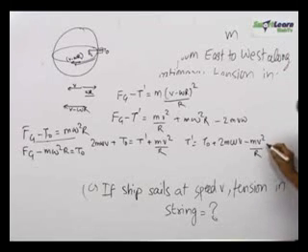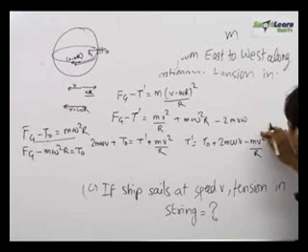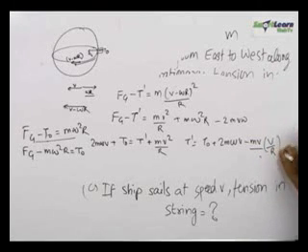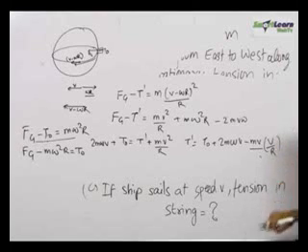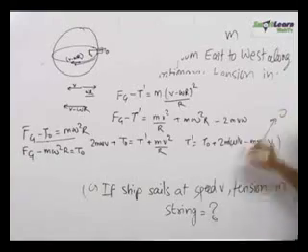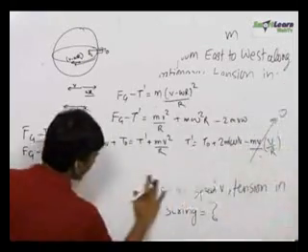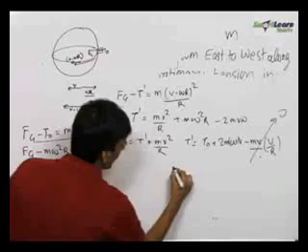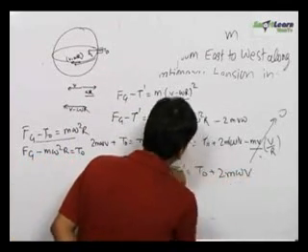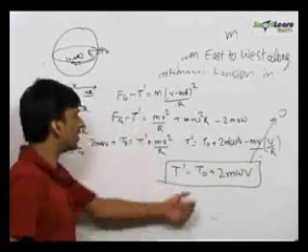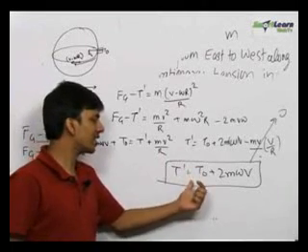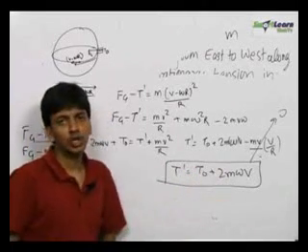Now this can be written as m into v upon r. Now this v upon r is very negligible as compared to omega, so we can neglect this term to get the final answer as T dash is equal to T naught plus 2m omega v. So if the ship sails from east to west with a velocity v, then the tension in the string comes out to be T naught plus 2m omega v.